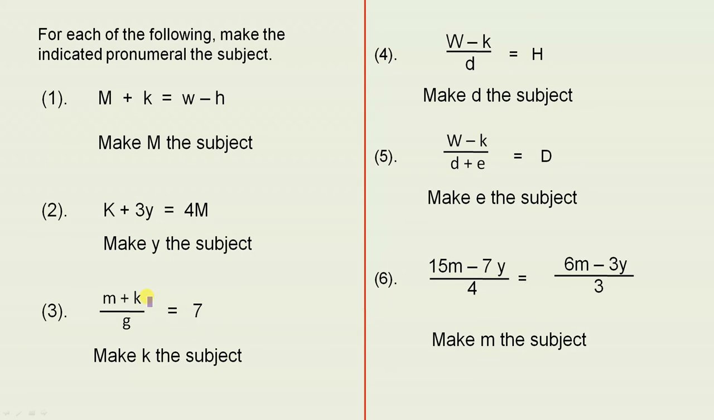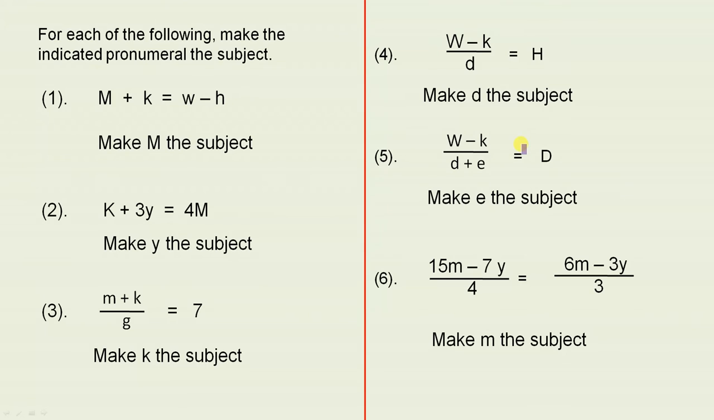Number 3, M plus K over G equals 7. We're making K the subject. At the moment, there is no way that K is the subject because you have these 2 pronumerals here on the left-hand side. Number 4, W minus K over D equals H. This time we're making D the subject.